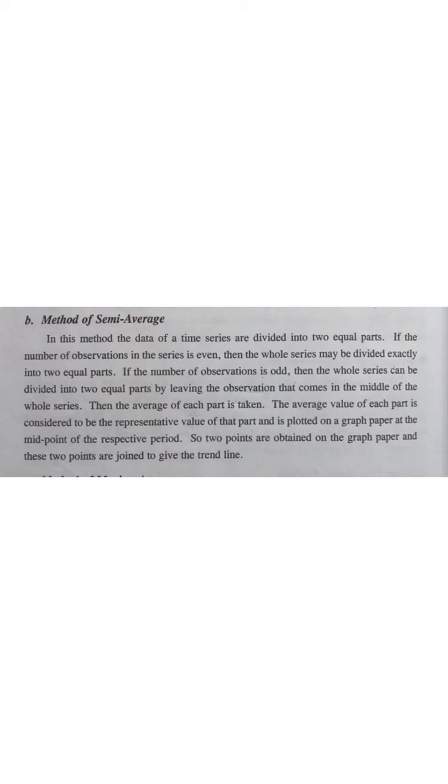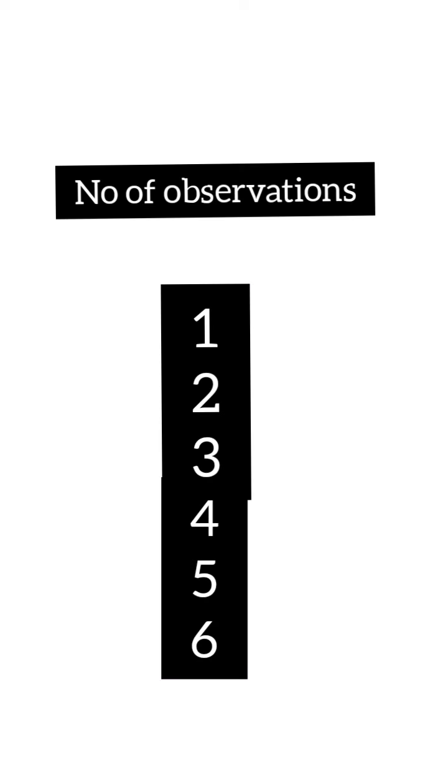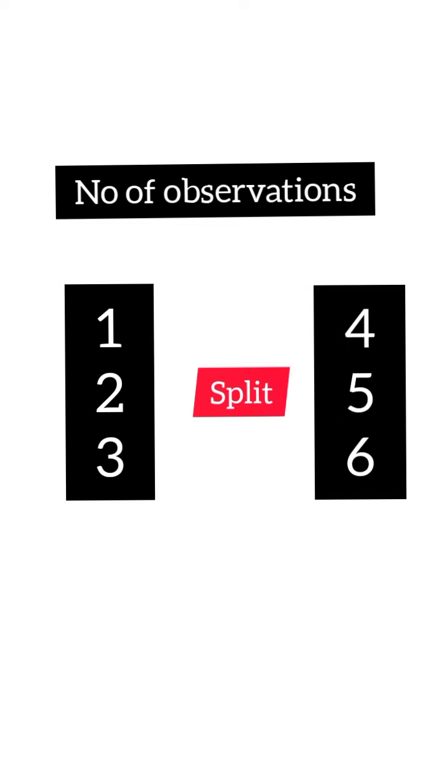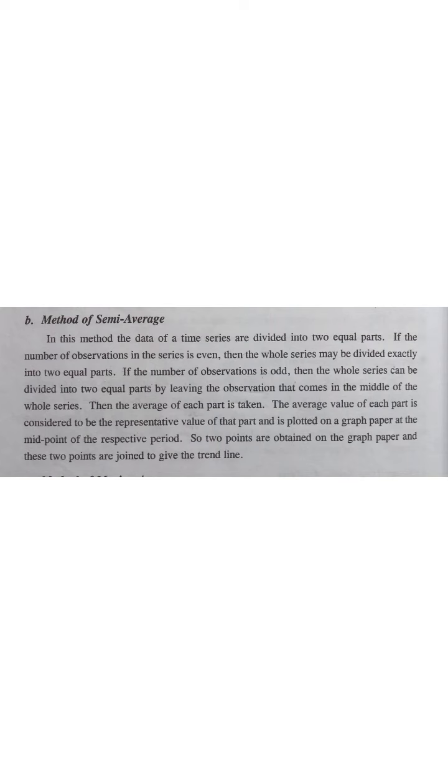This depends upon the number of observations. If you have 6 observations, you are going to divide them into two halves, 3 observations and 3 observations. The average value of each part is considered to be the representative value of that part. It is plotted on the graph paper at the midpoint of the respective period. So 2 points are obtained on the graph paper and these 2 points are joined to give the trend line. The actual line is there, the actual points, and you are going to plot the trend line. Basically, measurement of trend involves plotting a trend line.